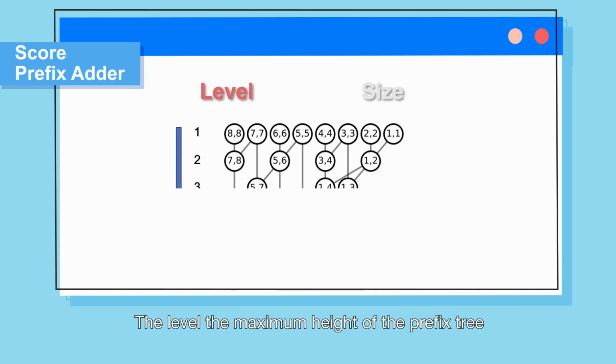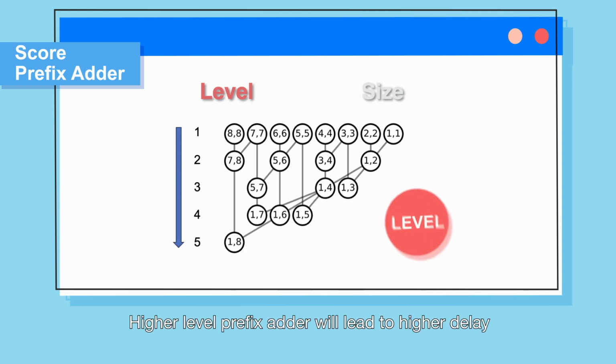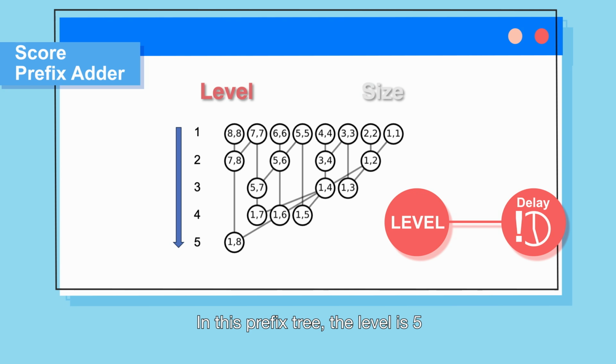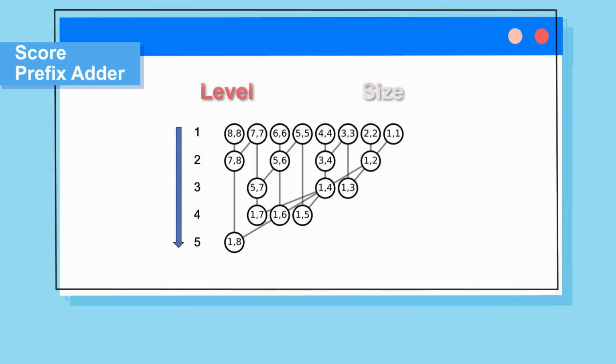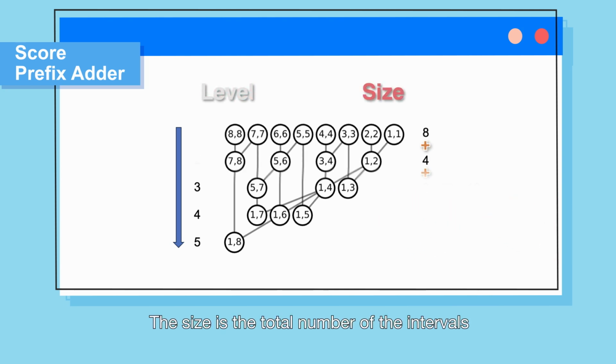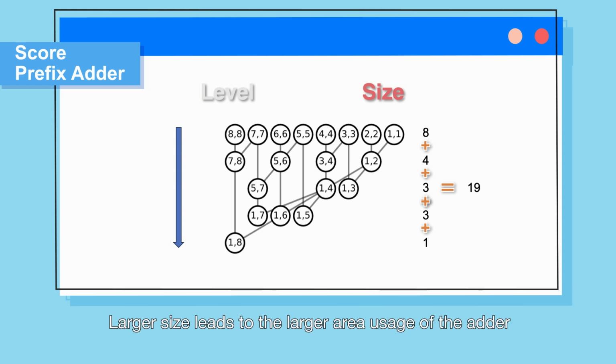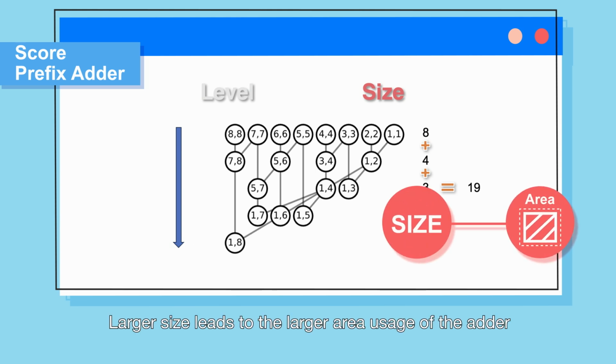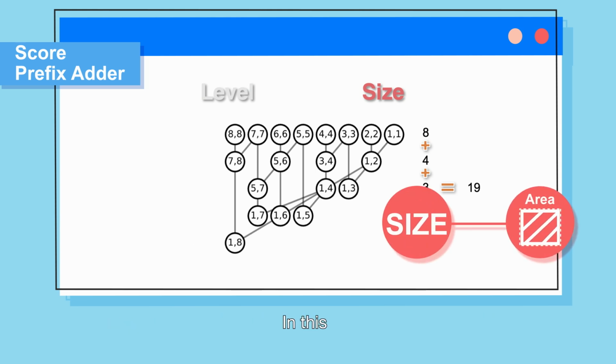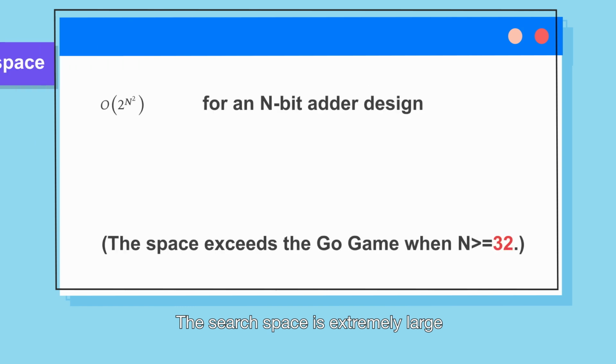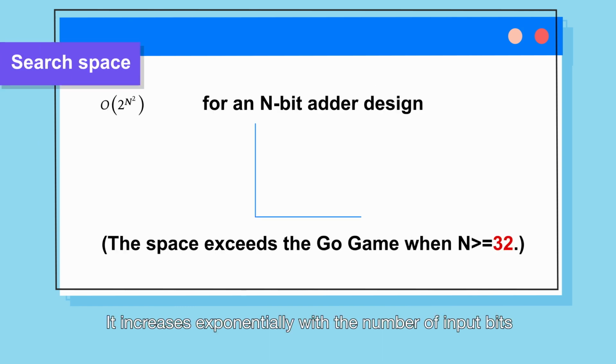The level is the maximum height of the prefix tree. A higher level prefix adder will lead to higher delay. In this prefix tree, the level is 5. The size is the total number of the intervals. A larger size leads to larger area usage of the adder. In this problem, the search space is extremely large. It increases exponentially with the number of input bits.